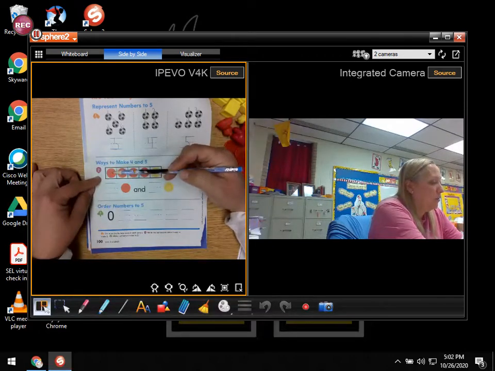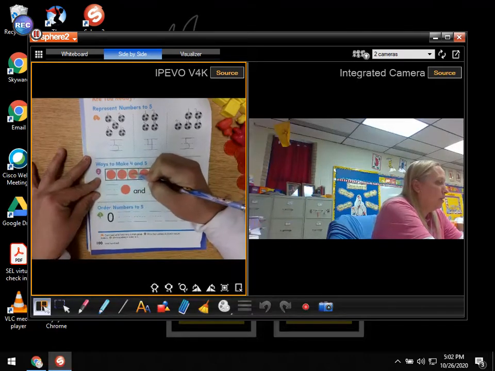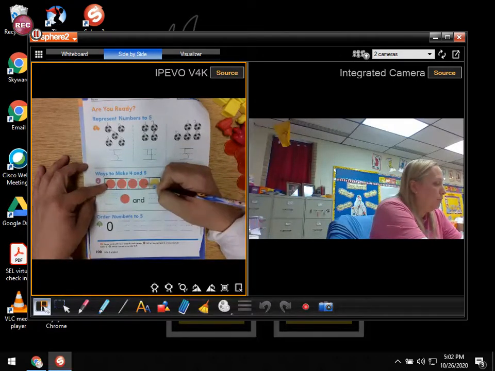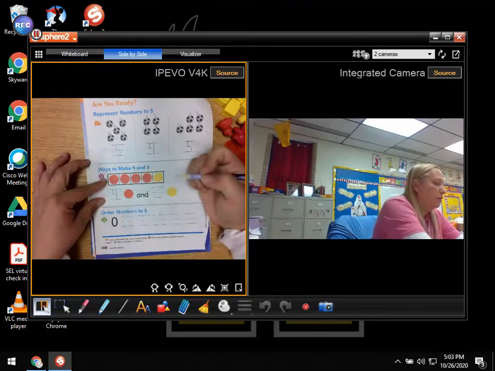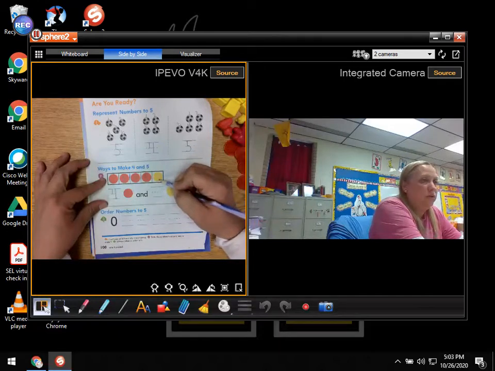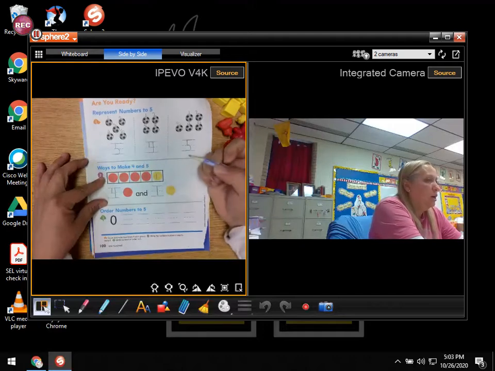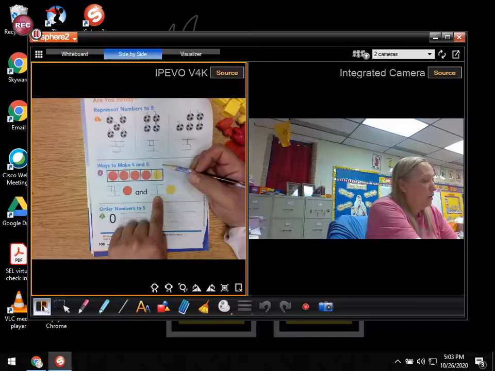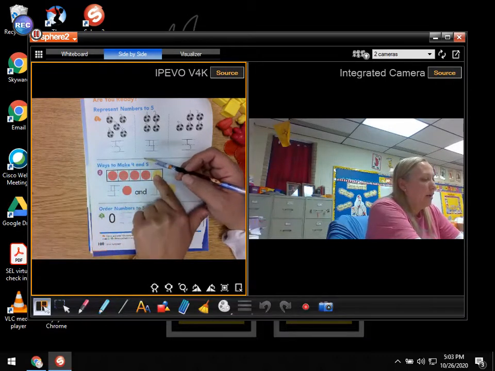So first, let's count how many reds. We have 1, 2, 3, and 4. So we have 4 reds in our cube train. So I'm going to write the number 4 right here, okay? And how many yellows do I have? 1. Good job. So I'm going to write a 1 right there. So I have 4 reds and 1 yellow. And when we add those all together, we get 1, 2, 3, 4, and 5.